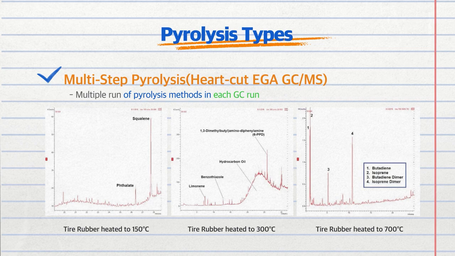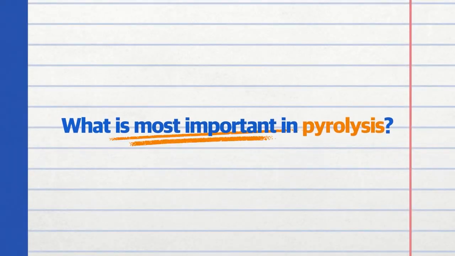This pyrolysis type is useful for the analysis of a highly complex matrix. You can also selectively get the results of the desired range of components, like the heart cut technique. Then what would be the most important in pyrolysis?